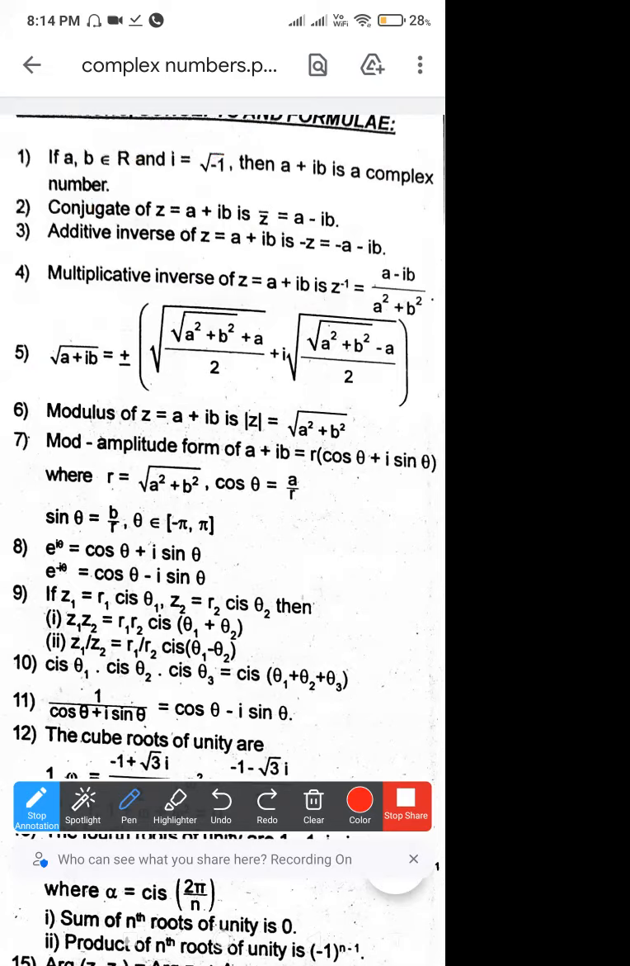So what is modulus of a plus ib? It is root of a square plus b square.